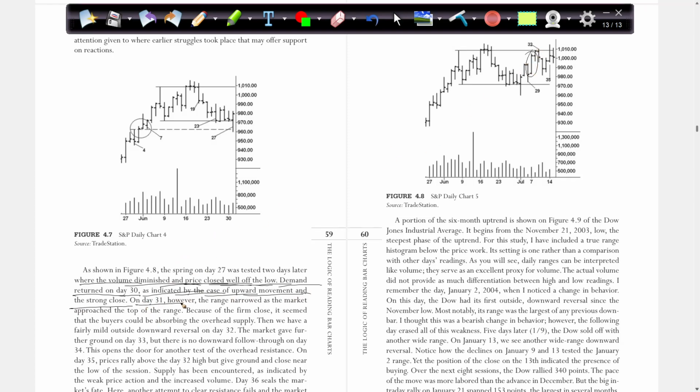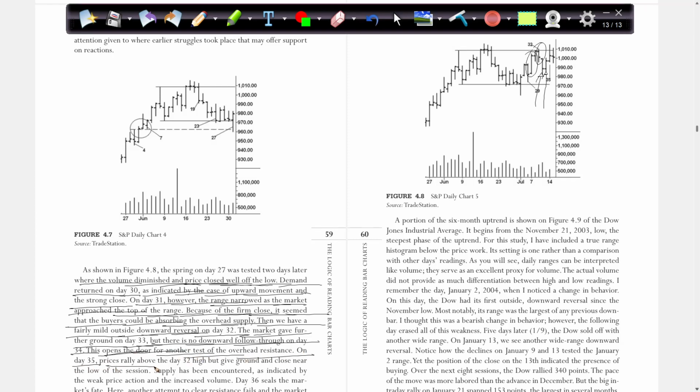On day 31, however, the range narrowed as the market approached the top of the range. Because of the firm close, it seemed that the buyers could be absorbing the overhead supply. Then we have a fairly mild outside downward reversal on day 32. The market gave further ground on day 33, but there is no downward follow through on day 34. This opens the door for another test of the overhead resistance.